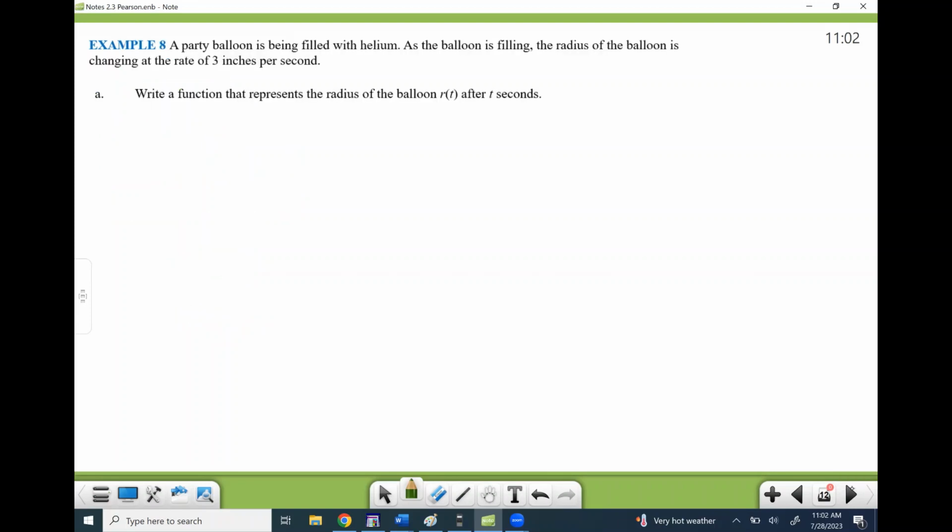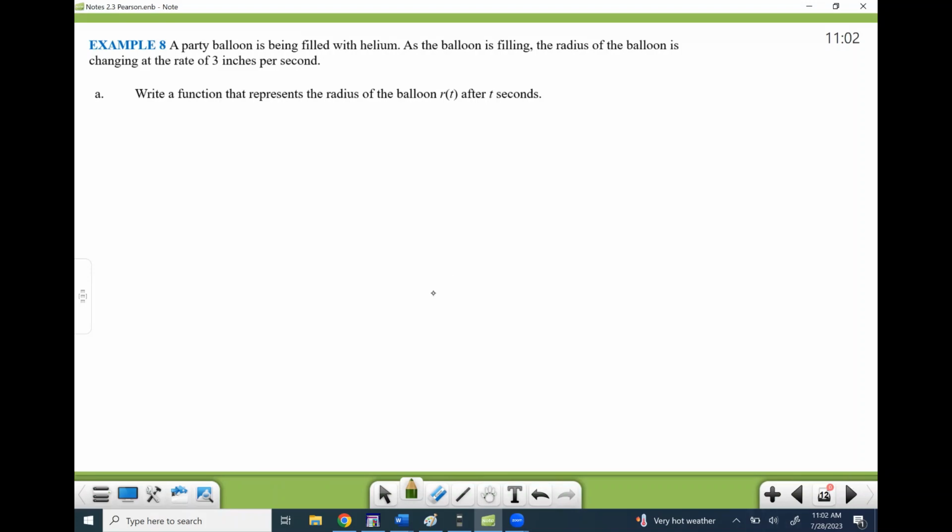Example 8. So this example is geared towards showing you an instance where, if we have 2 functions, why we might want to compose them. So hopefully that comes across, okay? All right, so it says a party balloon is being filled with helium. As the balloon is filling, the radius of the balloon is changing at the rate of 3 inches per second.